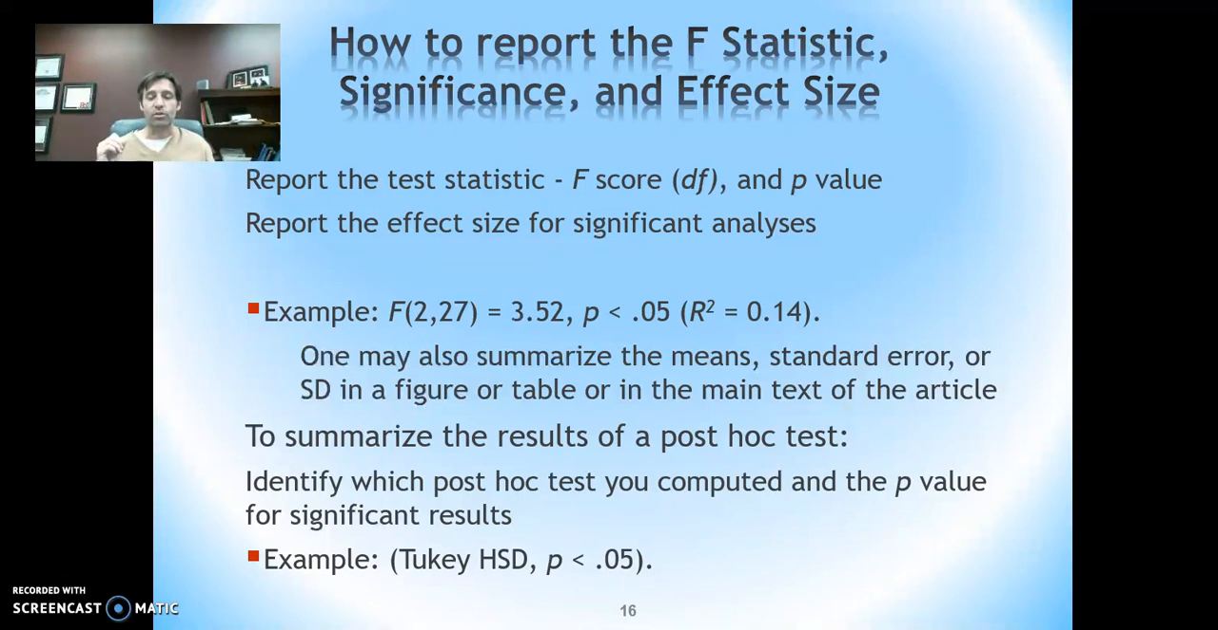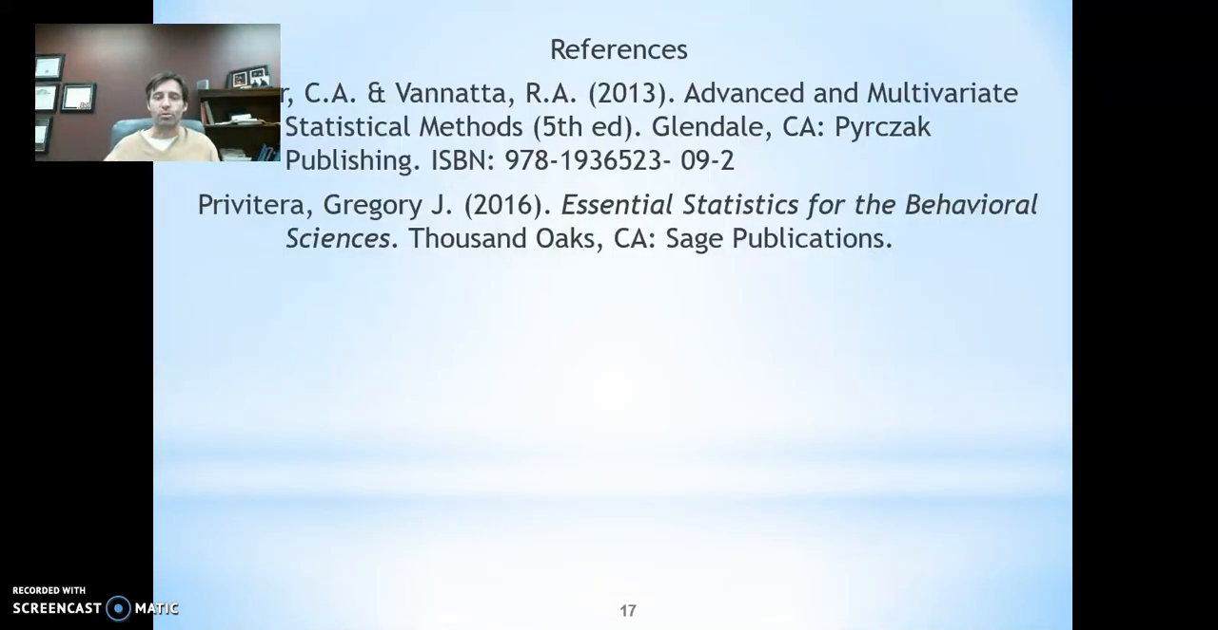One may also summarize the mean, standard error, or standard deviation in a table or figure in the main text. The standard deviations and means are also important to report so people can get an idea of what exactly they are. You also want to summarize your post hoc test. In this case, there was a Tukey HSD, and the probability was less than 0.05 that there was significance between, and you'll identify the variables as well.